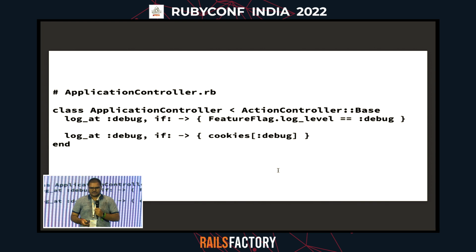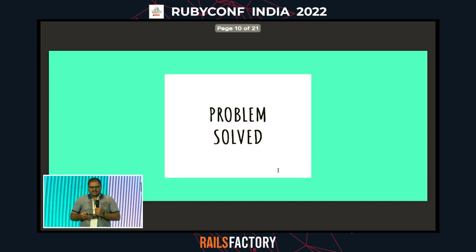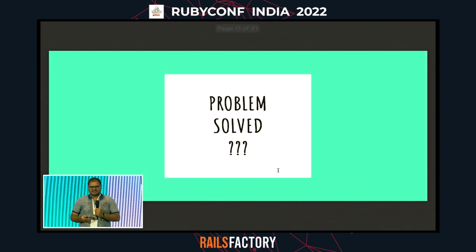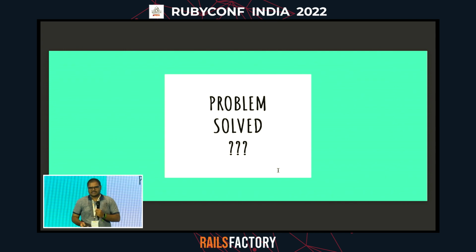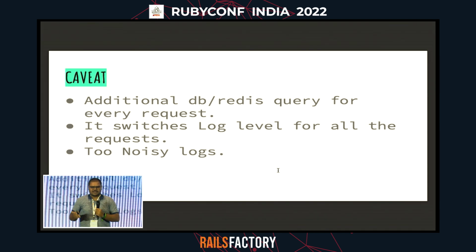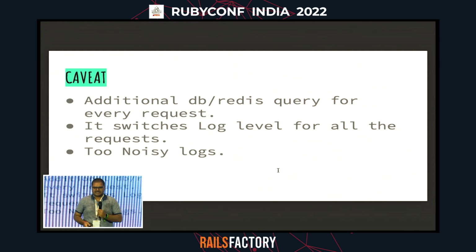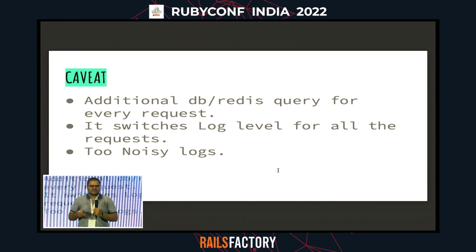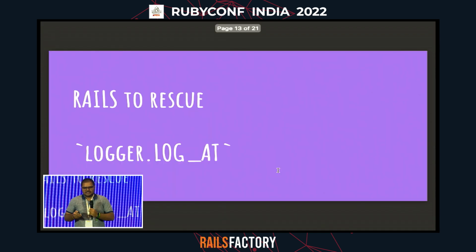Okay, problem solved, right? Really? But again, it will create too much noisy log whenever that feature flag is on. So is there a solution for these caveats? Because if we introduce a feature flag, it will carry an overhead for each request processing, create too much noisy log, and we have to turn it off again, right?